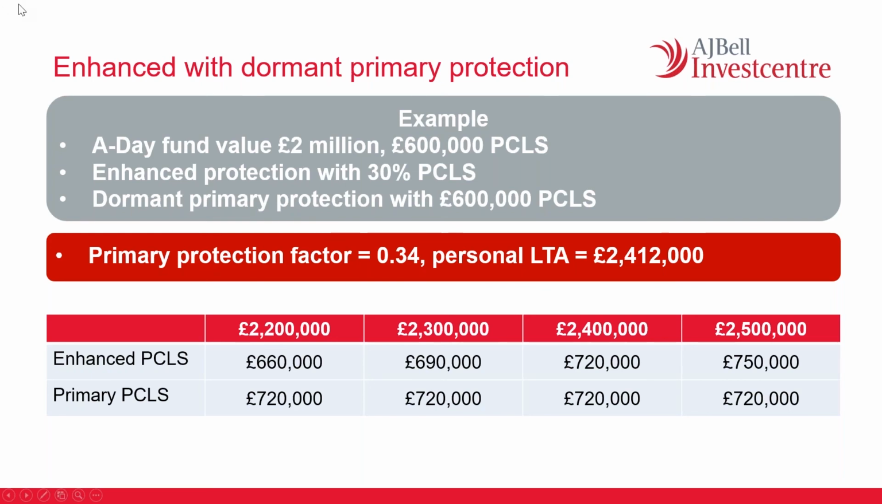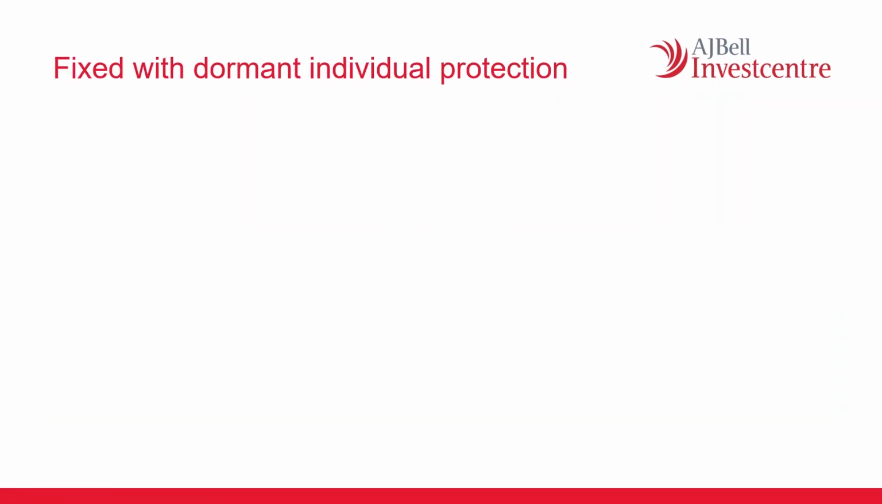In terms of how you revoke the enhanced protection, obviously you can do it by contribution, but you can just write to HMRC as well. It's not necessary to make a contribution. You can just inform them, and that will work as well. So it's very common to have dormant primary to enhanced protection.